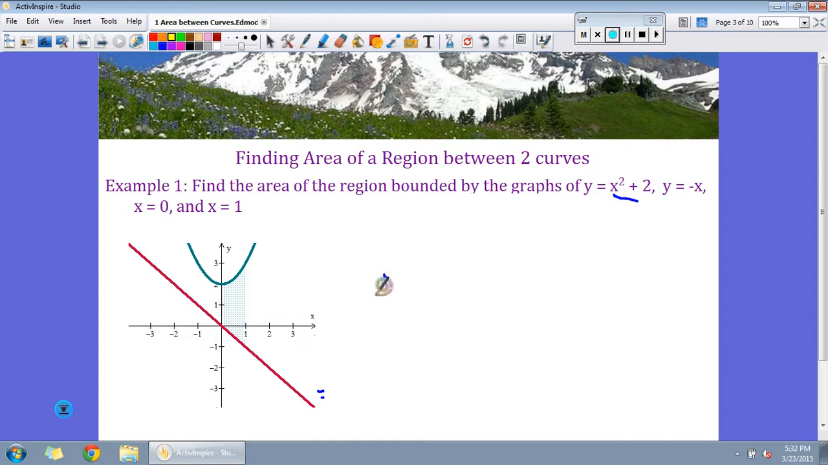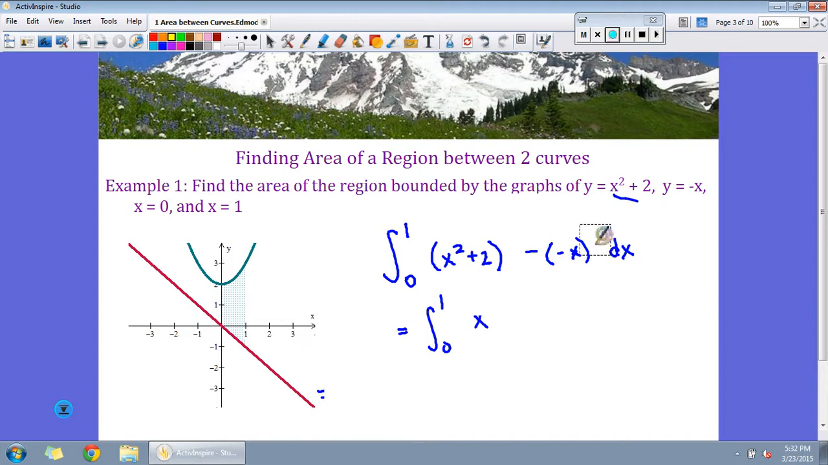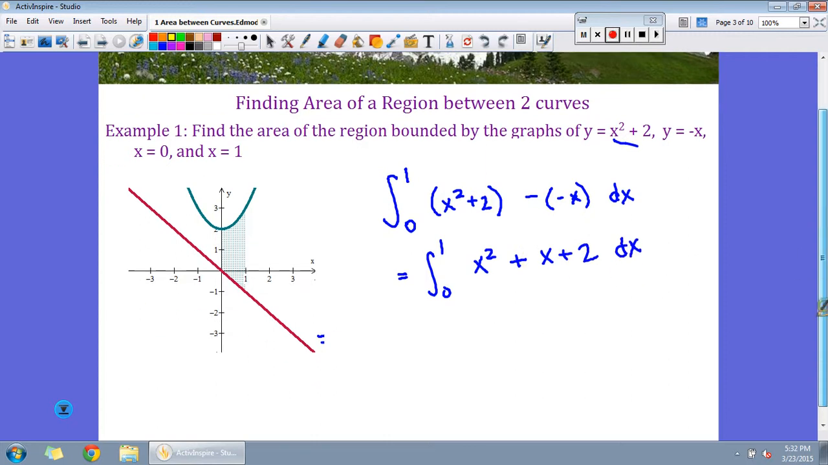So I'm going to set up the integral. The upper function is going to come first, my quadratic, and I'm going to subtract the lower function, -x. Then I'm going to distribute the negative. So I've got negative, and a negative becomes positive. So the integral from 0 to 1 of x squared plus x plus 2 dx.